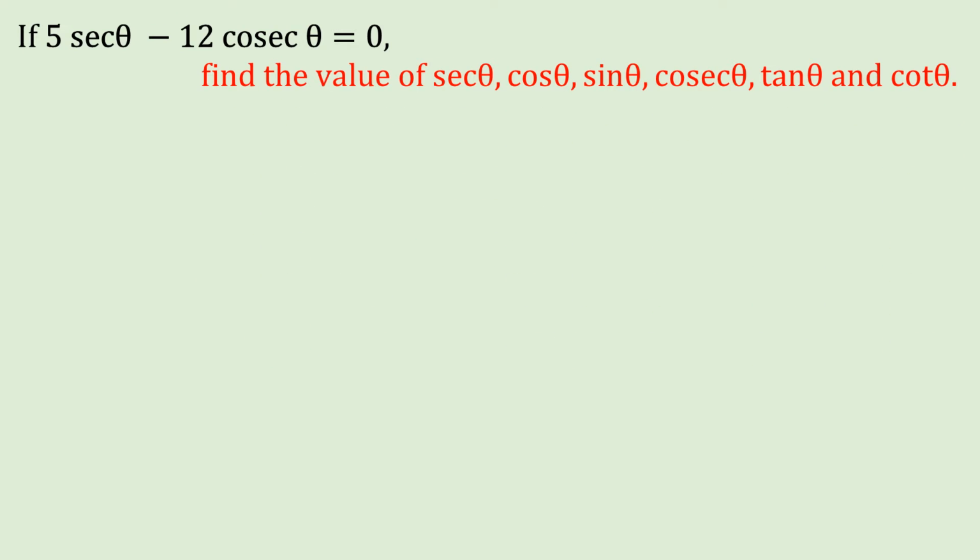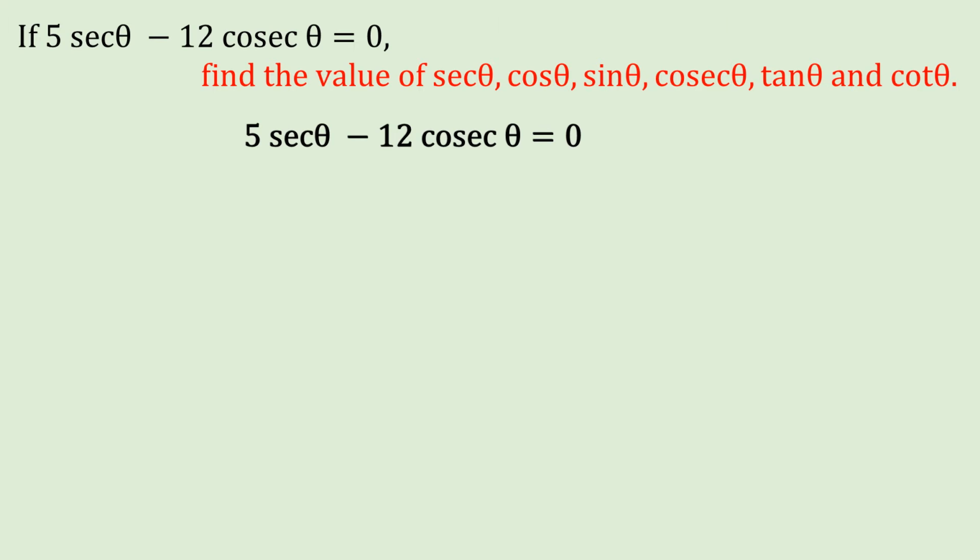So today we are going to solve one more sum in which it is given: if 5 sec theta minus 12 cosec theta equals 0, then find the value of sec theta, cos theta, sin theta, cosec theta, tan theta and cot theta. So let's begin.